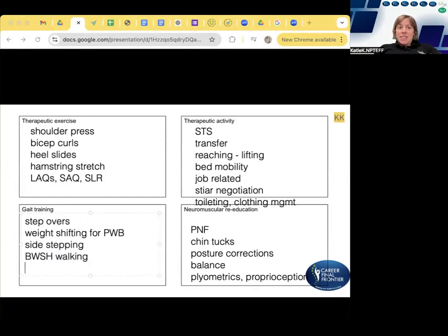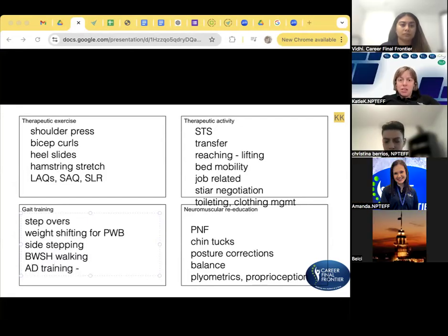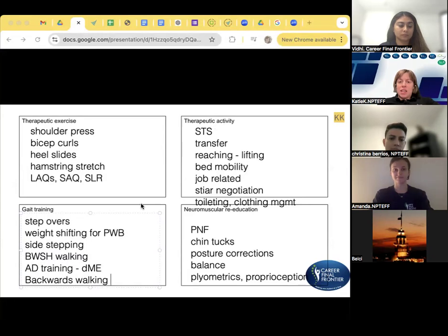Could assistive device training count under this? Yep. Yep, DME, great. Backwards walking, great. Okay. I think that's great, any gait patterns, yeah. Perfect. I ran out of space, so I'm just going to stop there, but you guys got the drift.